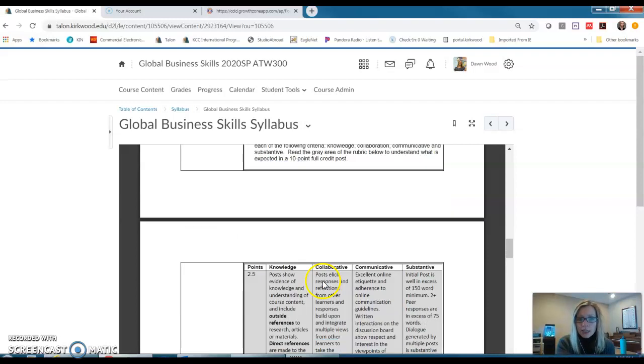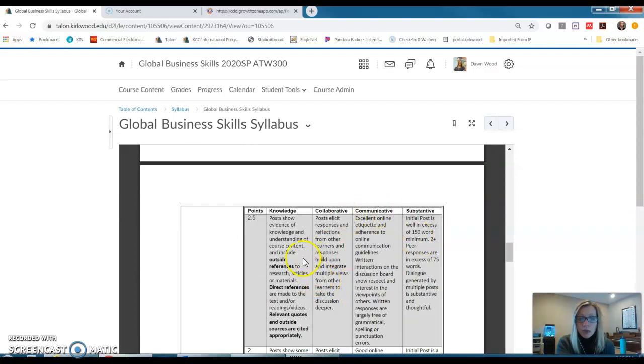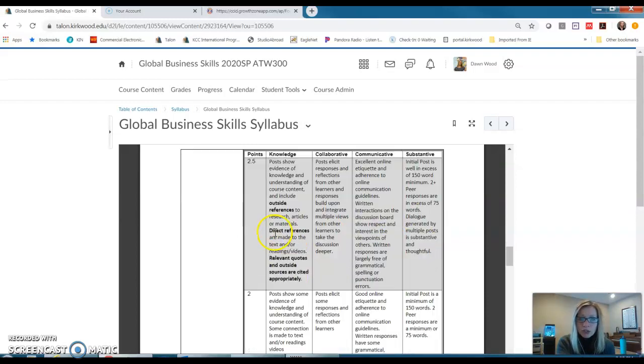These are all good ideas, and you'll see in the rubric it explains to you how to get 2.5 points for knowledge, collaborative, communicative, and substantive responses. So these 4 right here, if you do those 4, you'll get all 10 points, which is wonderful.